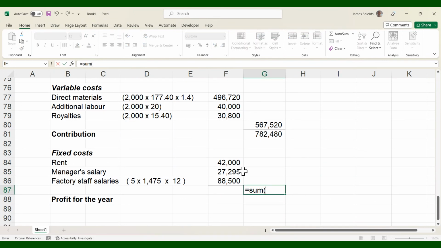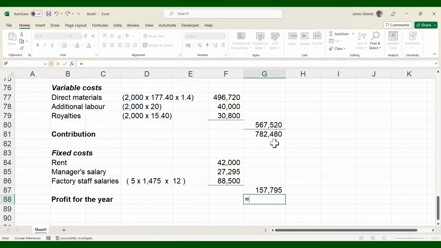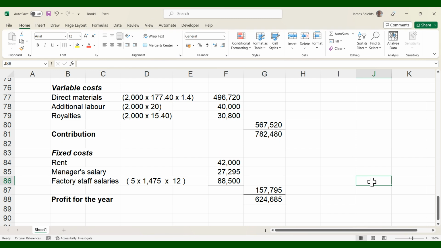So now we need to work out the total of our fixed costs. So that's going to be a combination of the rent of £42,000, plus the manager's salary of £27,095, plus the factory staff salaries of £88,500. That's going to give you a total of £157,795. So finally, they want the profit for the year. So the profit for the year is your contribution of £782,480. Take away your fixed cost of £157,795, gives us a profit for the year of £624,685. That's question 15 from June 2021, paper 2.